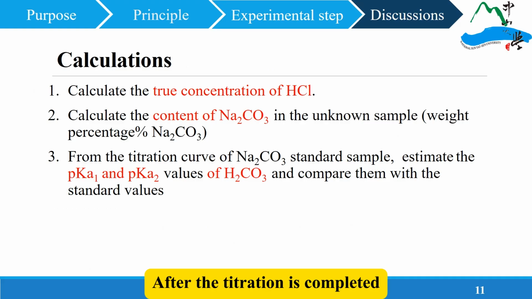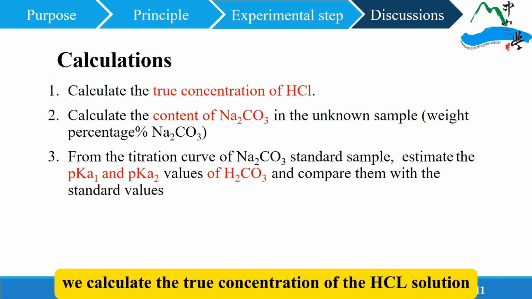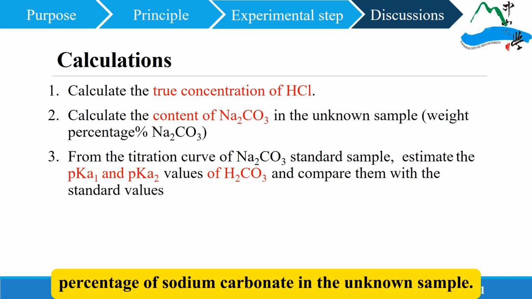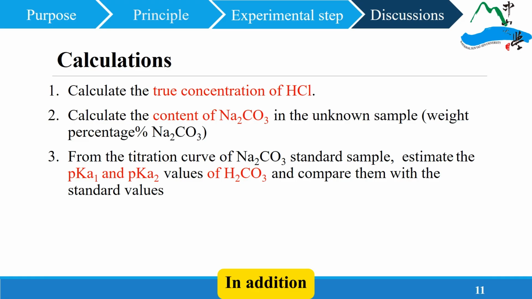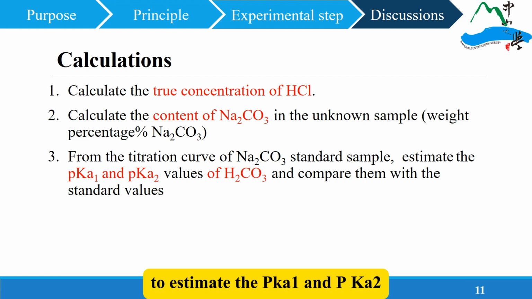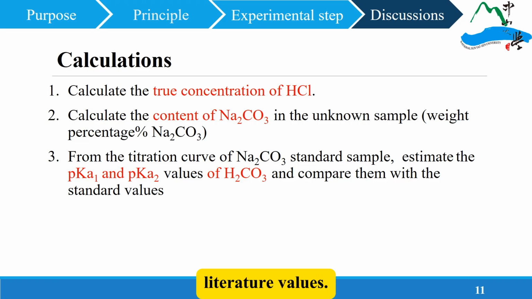After the titration is completed, the data obtained from the instrument are used for calculations. First, we calculate the true concentration of the HCl solution. Then we determine the percentage of sodium carbonate in the unknown sample. In addition, the titration curve of sodium carbonate can be used to estimate the pKa values of carbonic acid, and these values can be compared with the standard literature values.